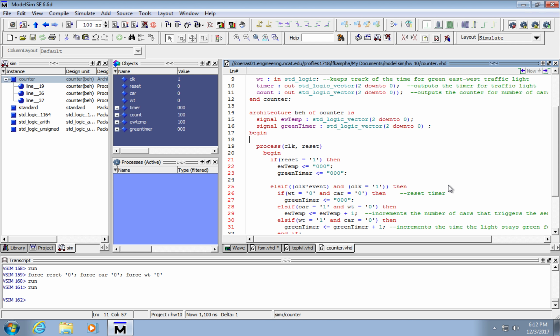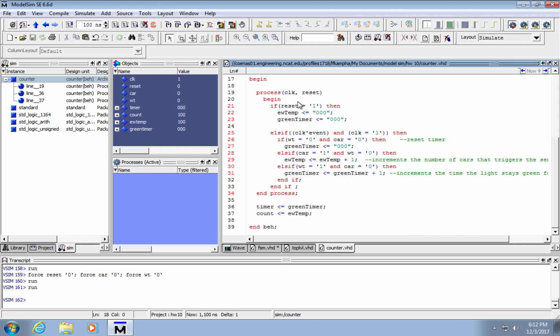Here in my architecture block, I have created 2 signals. I have EW temp, which stands for east-west temp, and it's 3 bits. The reason for it is that it allows the value to change more easily than just using the car signal. I also have a signal for green timer, which keeps track of the time for when east-west remains green, and it's also 3 bits.